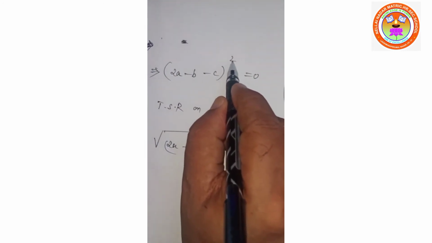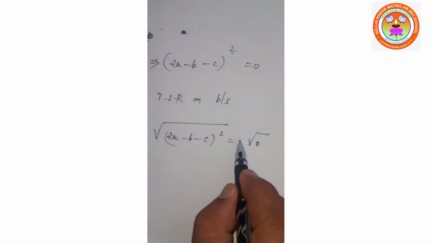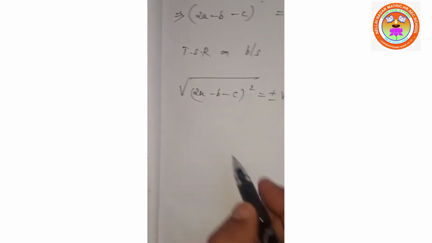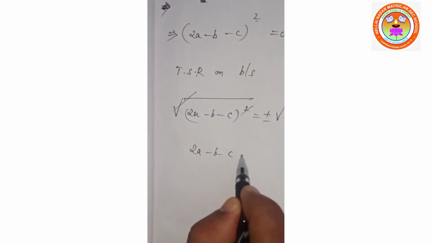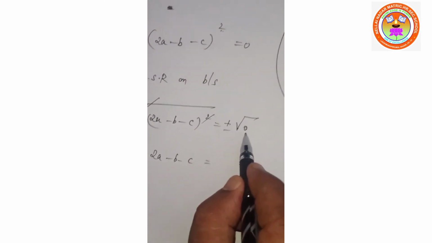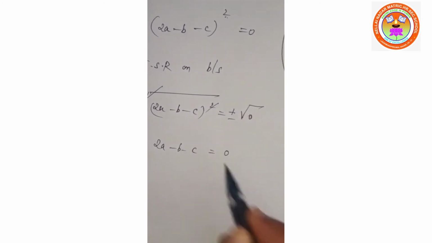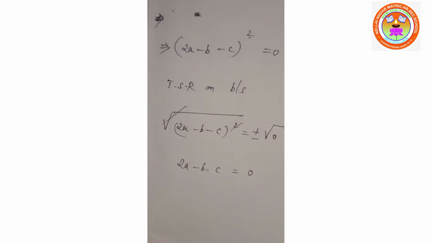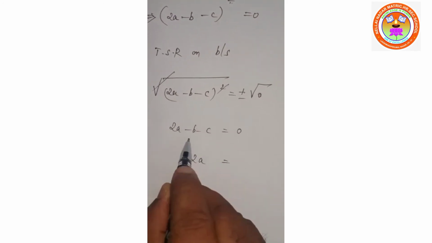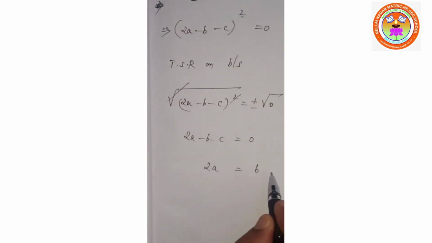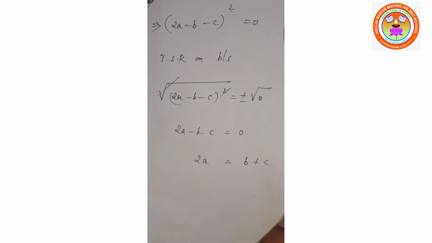Already told you, whenever the square comes, for eliminating the square you have to introduce plus or minus. Now square and square root get cancelled. You write 2a minus b minus c equal to plus or minus 0. Plus or minus 0, 0 only, you just write. I am retaining 2a only in the left hand side, and minus b comes to the right hand side as plus b, minus c comes to the right hand side as plus c.